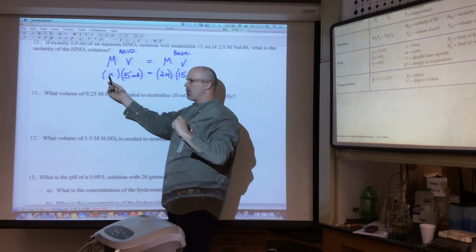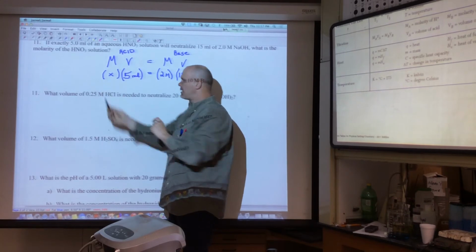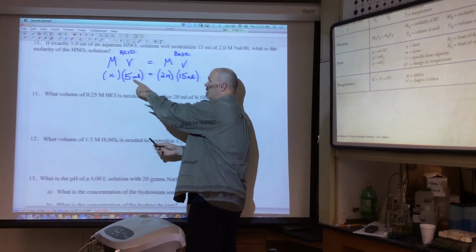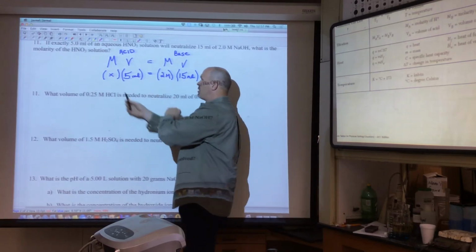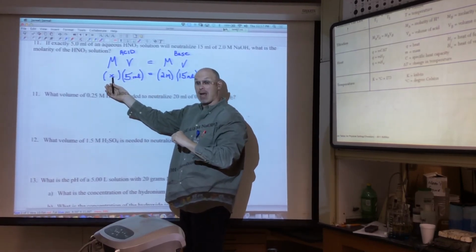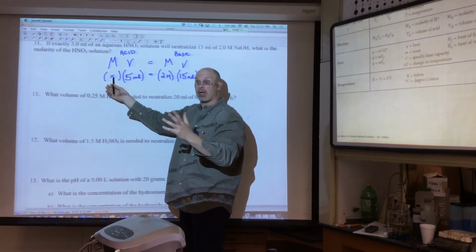Shouldn't this be 3 times as concentrated? It takes 3 times the amount to neutralize this acid. So shouldn't this be 3 times as concentrated? 6, right. Now you're understanding how the formula works before just plugging in.